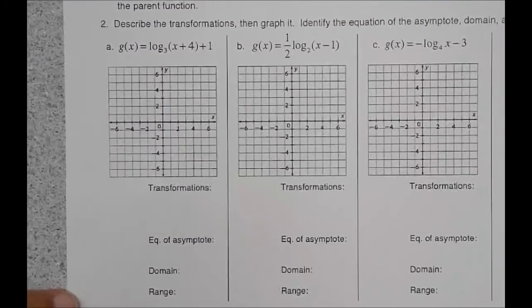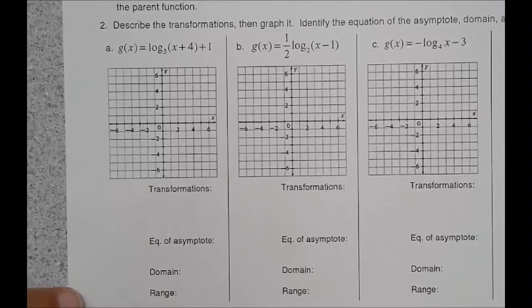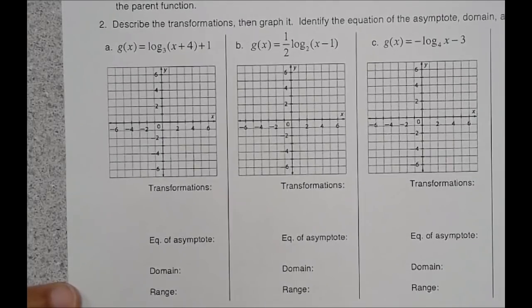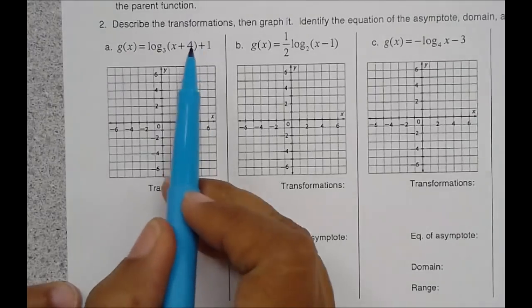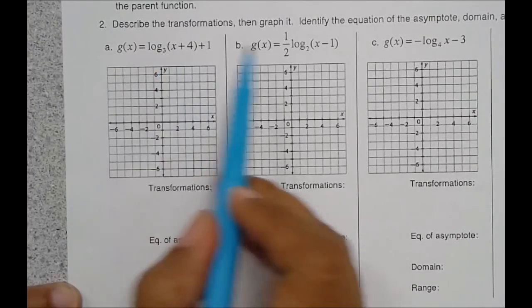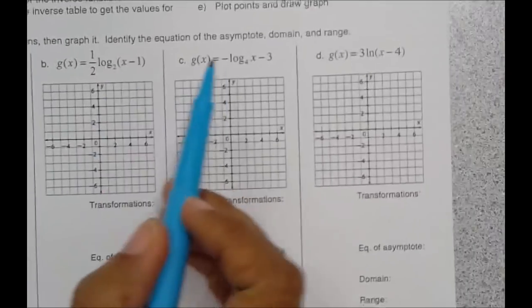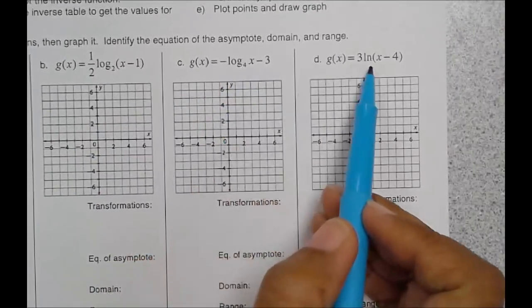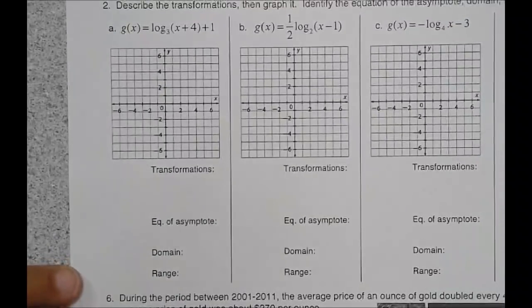So we're going to describe the transformations and graph it, keeping in mind that we're going to have a table of values for each of these because the base is different for all. That has a base of 3, base of 2, base of 4, and ln has a base of e. All right, let's start with this first one.